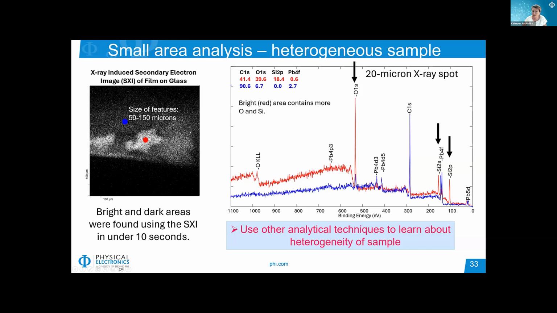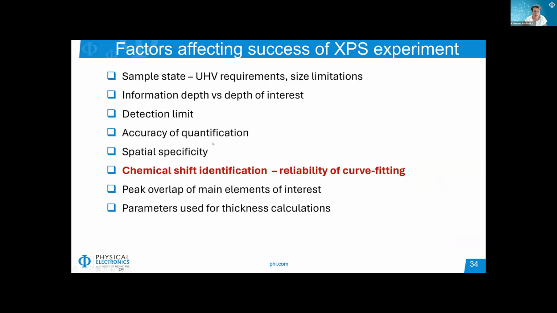And it's always useful to use other complementary microscopic techniques to confirm what you know about the sample's heterogeneity. Now let's talk about chemical shift identification. That curve fit, it was the number 1 challenge.